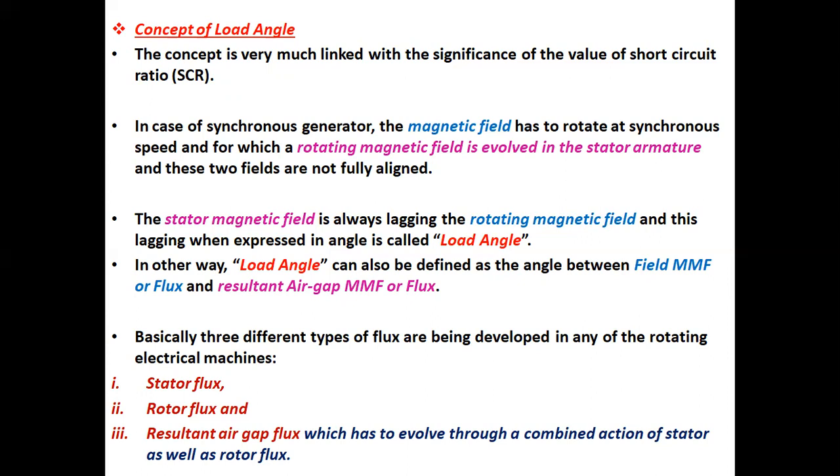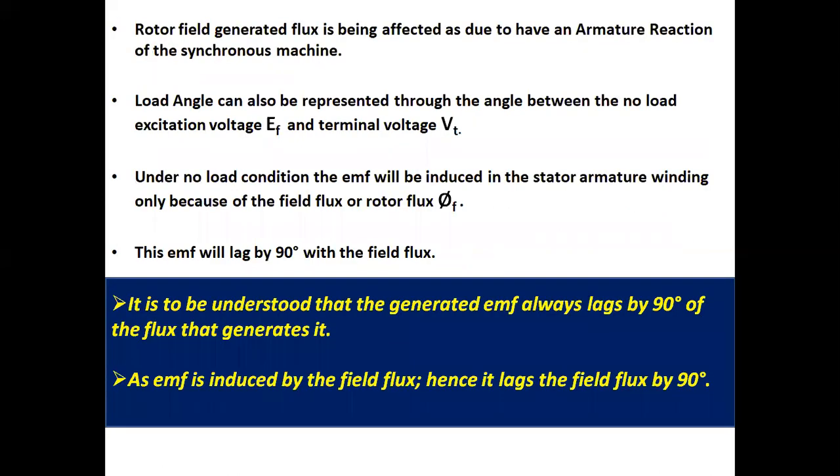Basically, three different types of flux are developed in any rotating electrical machine: one, stator flux; two, rotor flux; and three, resultant air gap flux, which evolves through the combined action of stator as well as rotor flux. The rotor field generated flux is affected due to the armature reaction of the synchronous machine.